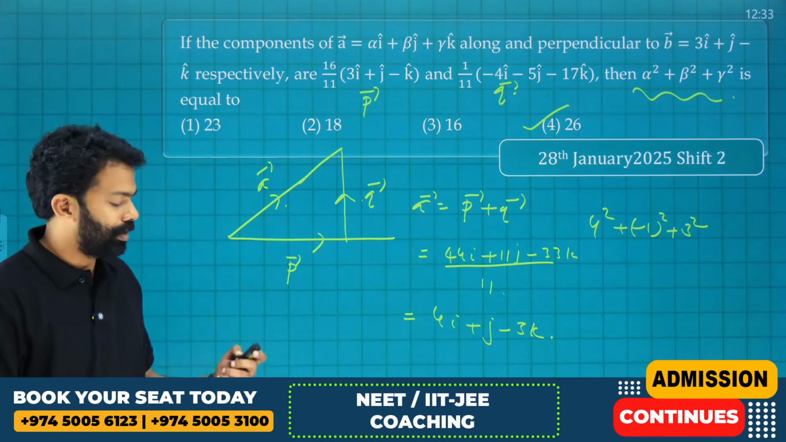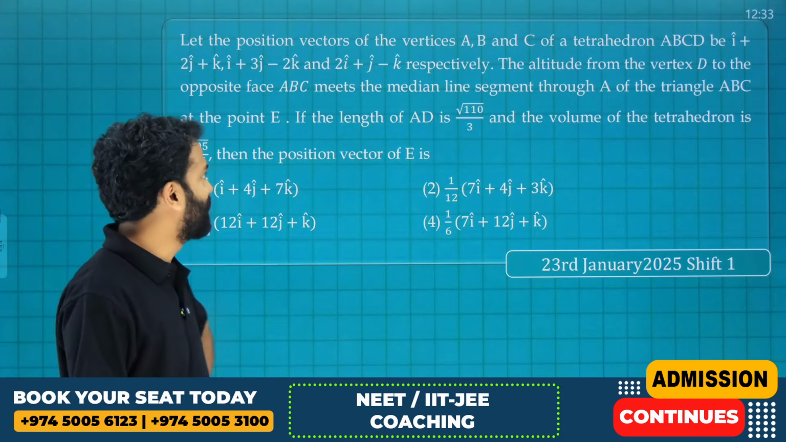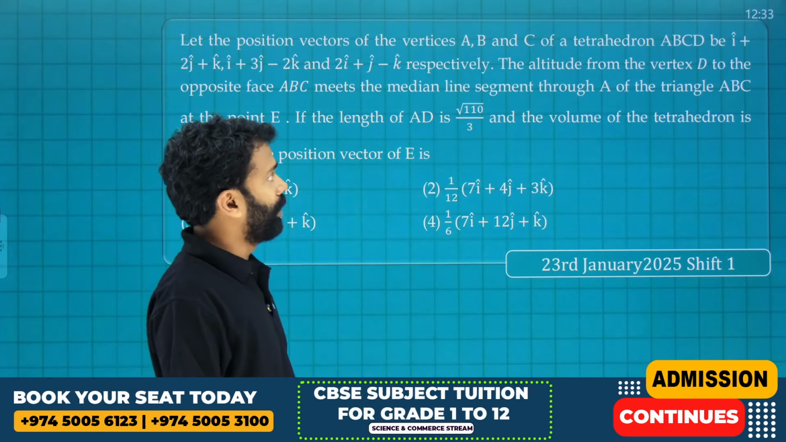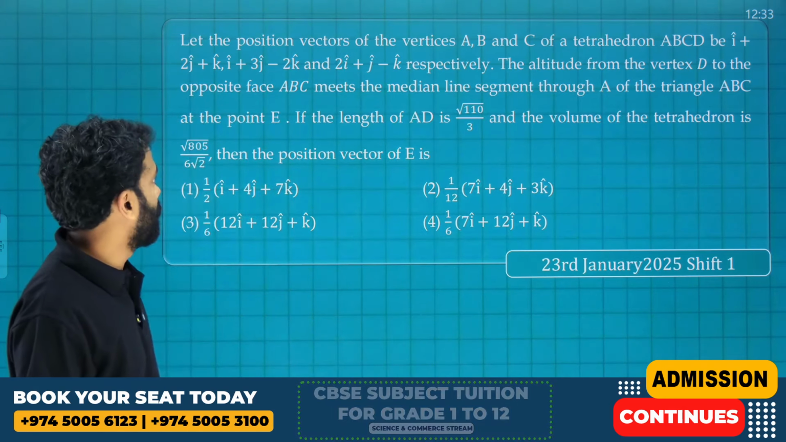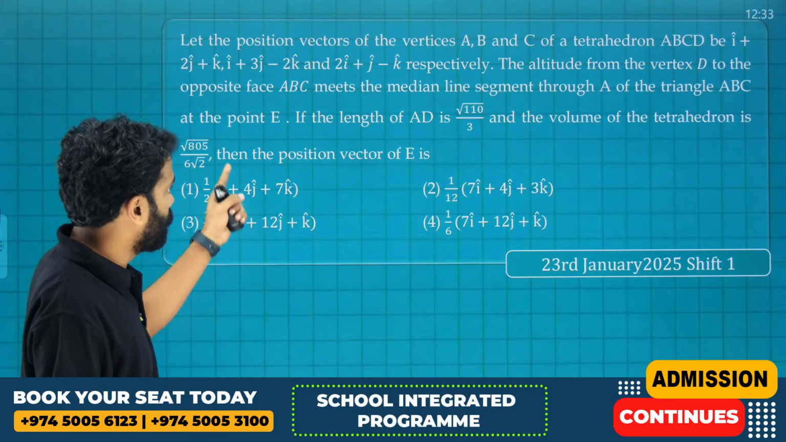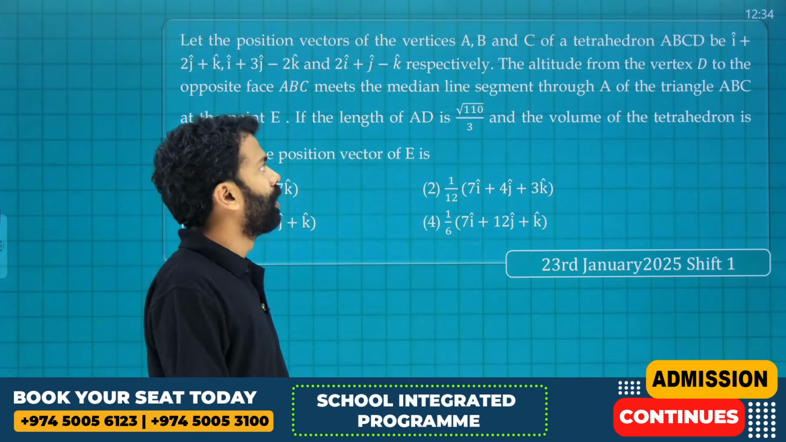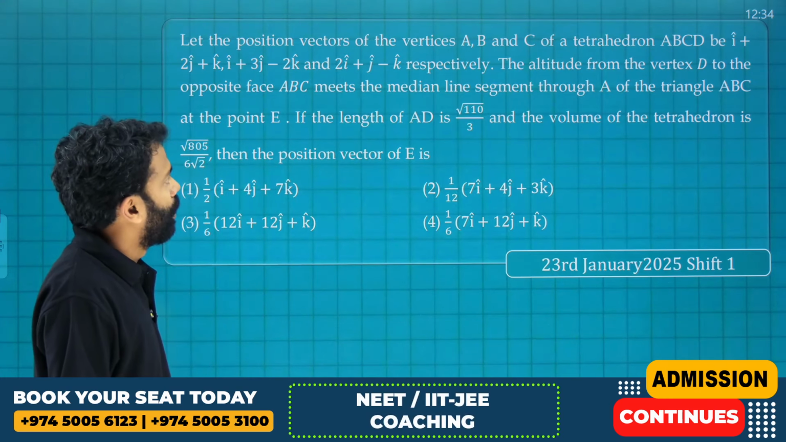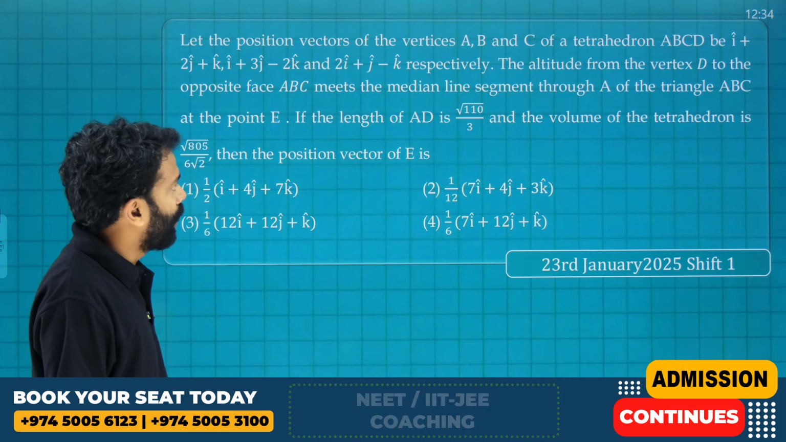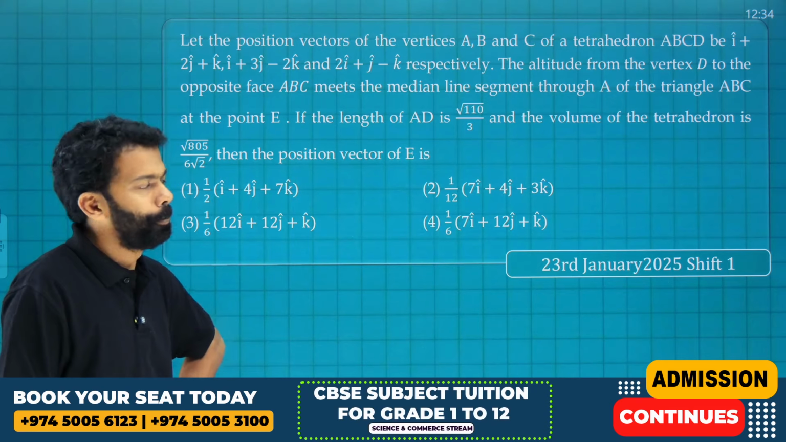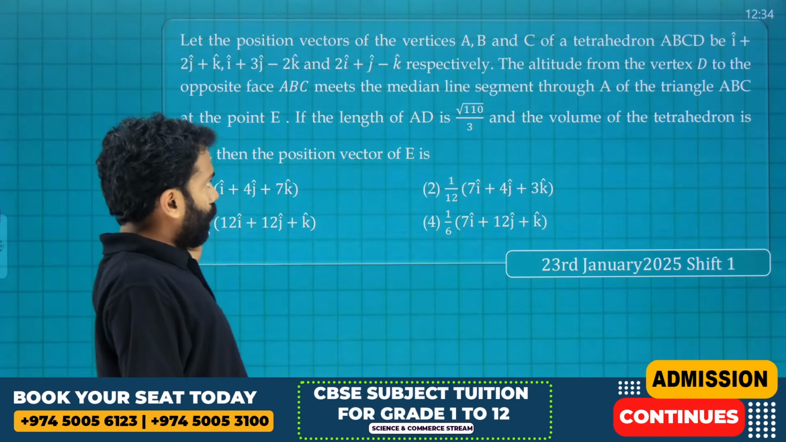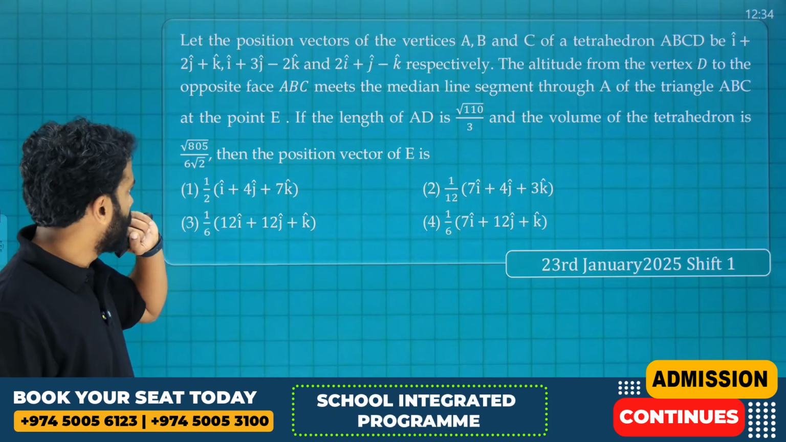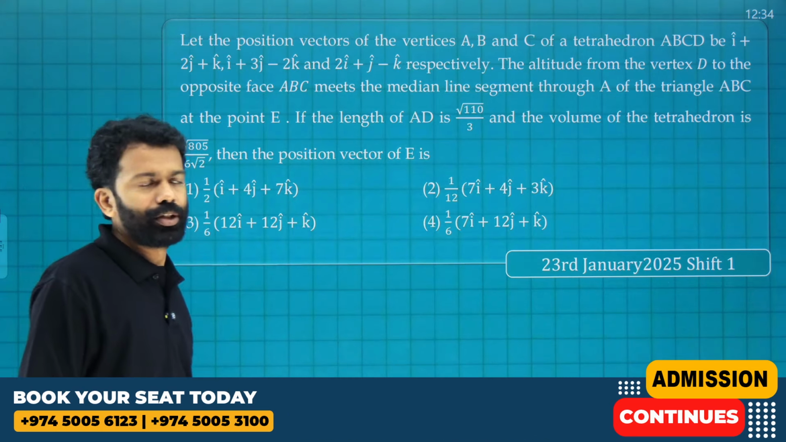Okay, then the third one. Yeah, a very lengthy question. Let the position vectors of the vertices A, B, C of a tetrahedron ABCD be i plus 2j plus k, i plus 3j minus 2k, 2i plus j minus k respectively. The altitude from the vertex D to the opposite face ABC meets the median line segment through A of the triangle ABC at the point E. The length of AD is given as root 110 by 3 and the volume of the tetrahedron is also given, that is root 805 by 6 root 2. And you need to find the position vector of E.